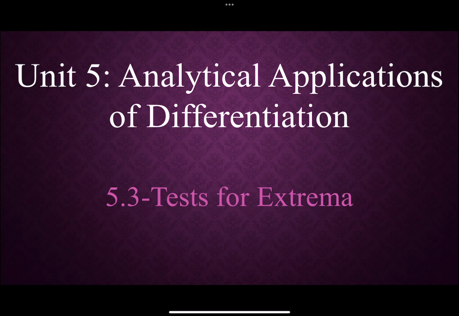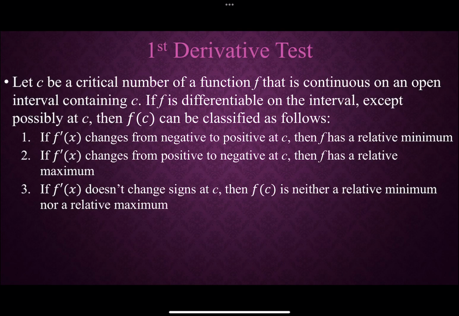All right, welcome back. So here's 5.3, tests for extrema. We talked about the critical points last time in 5.2. 5.3 is now verifying whether those critical points are minimums or maximums or neither. And there's two tests to do this. The first one is called the first derivative test.